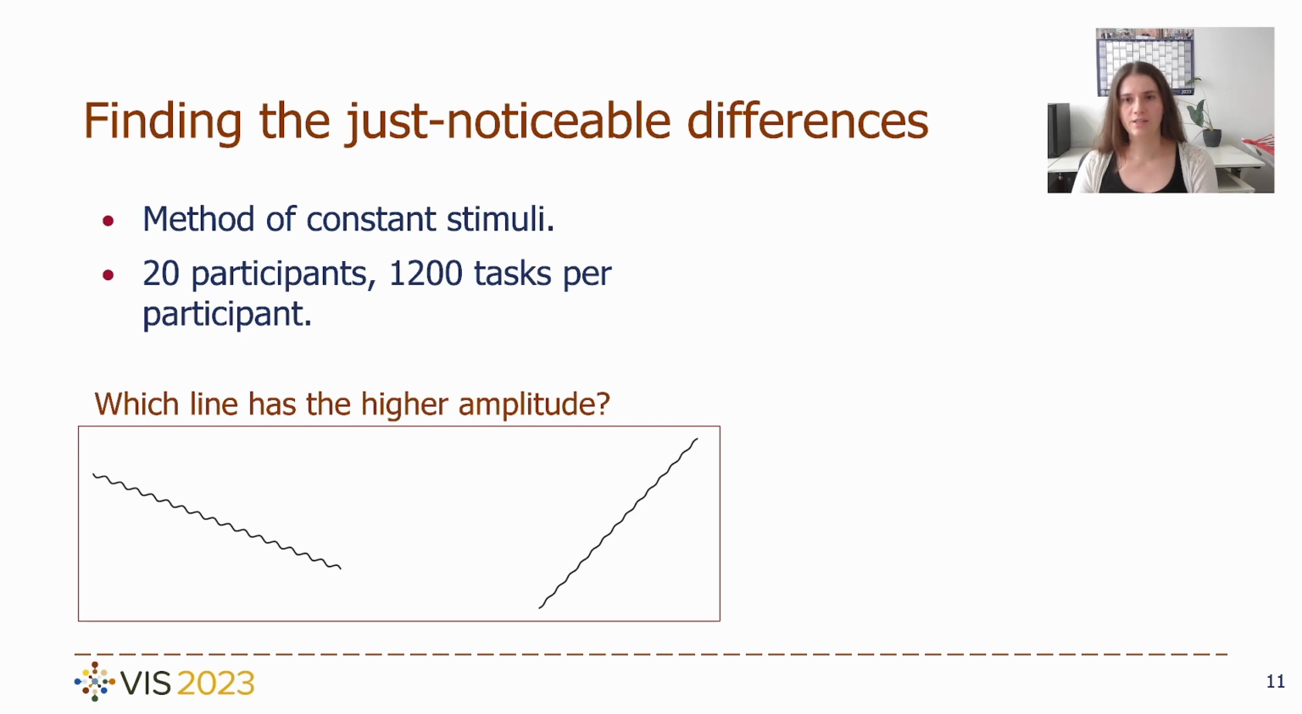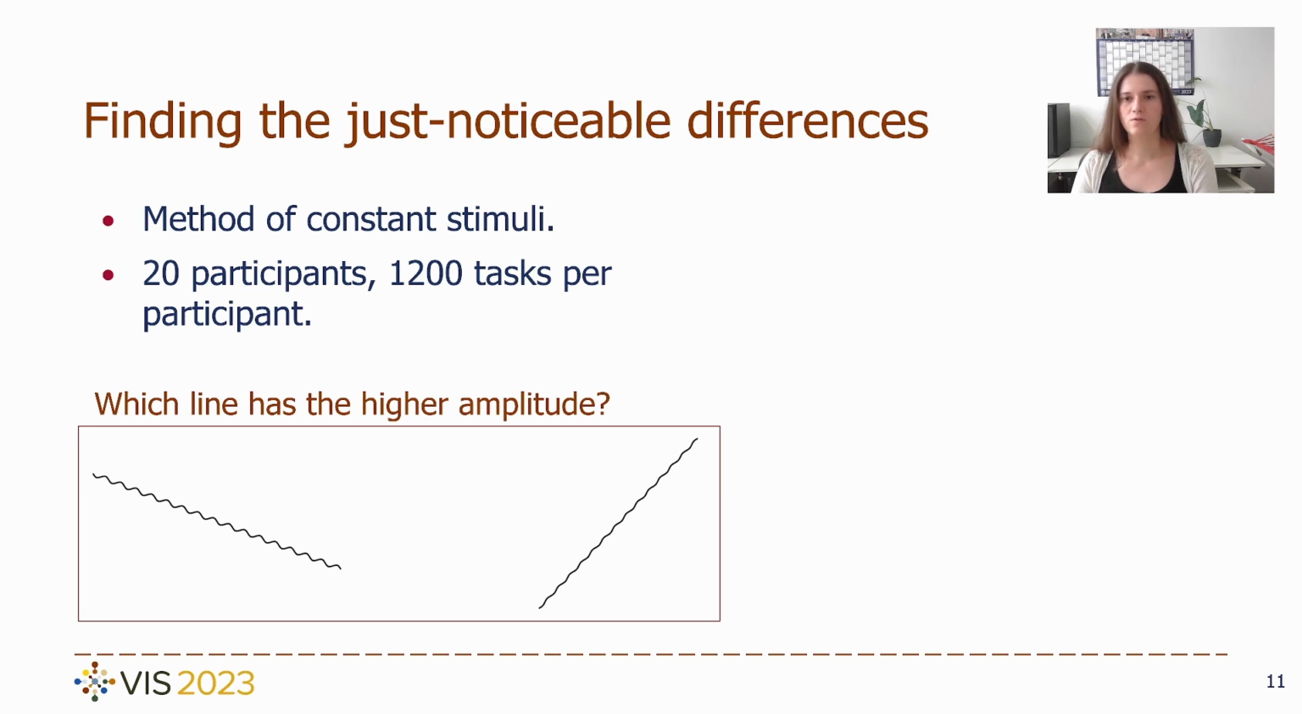To determine the J and D for the line attributes, we used a method of constant stimuli. Here's an example. 2 stimuli are shown side by side, and the participant had to select a stimulus. In this example, the line with the bigger amplitude had to be selected. The images were shown for 200 milliseconds only. Our reasoning was that we want the people to quickly detect differences.